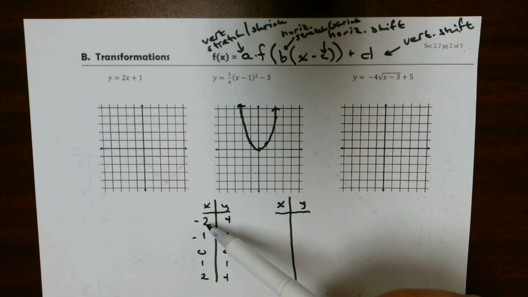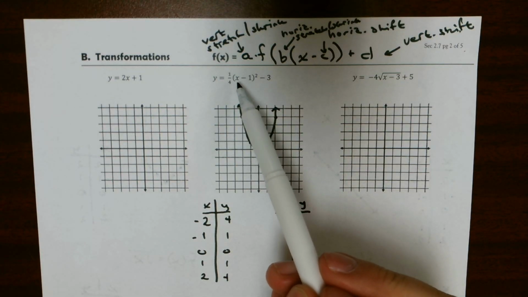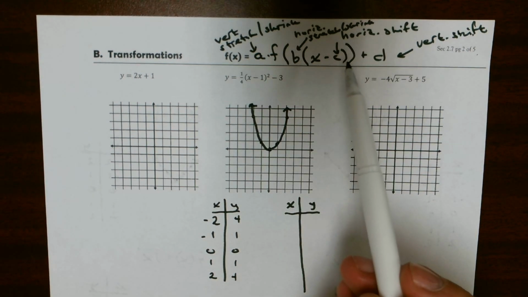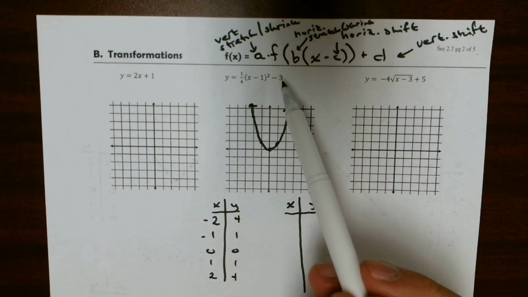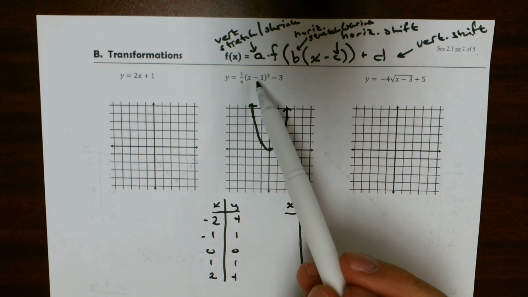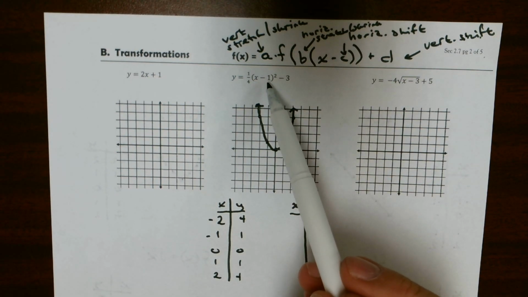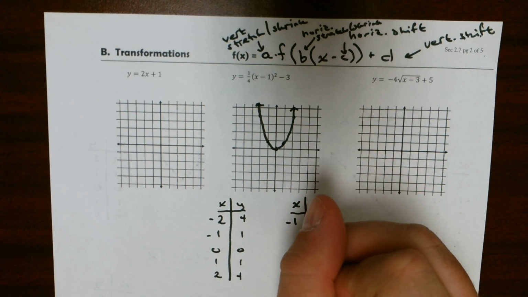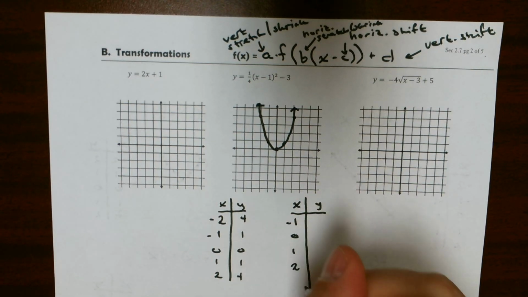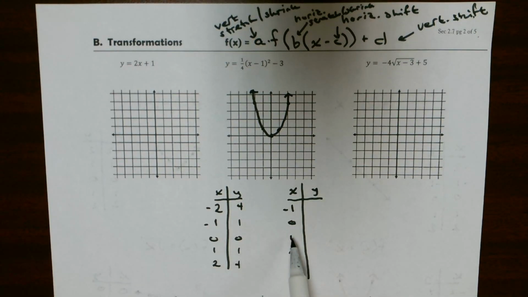So let's take a look at our x coordinates first, our horizontal component. And if we look at our original equation here, I see I have no b. B is 1, so I don't need to worry about anything there. But I do have a -1 on the inside. It's kind of like this minus c right here. So that means my x coordinates are going to be slid to the right one. Horizontal component c is 1. Everything goes to the right one. So I'm going to be adding 1 to all of my x coordinates. So all of my x coordinates, -2 to 2, now have become -1, 0, 1, 2, 3.